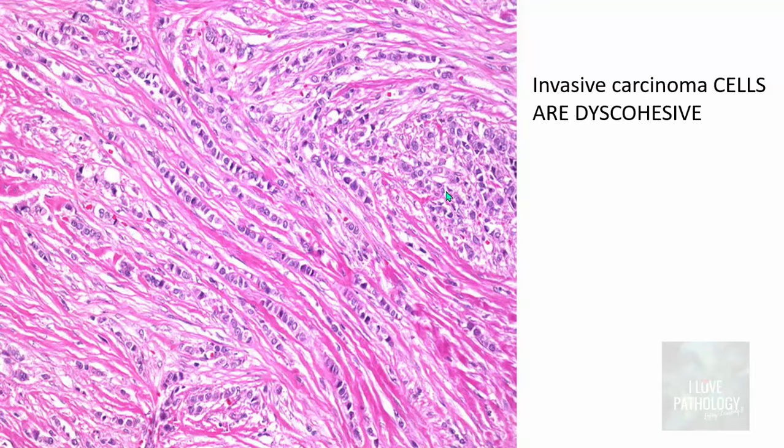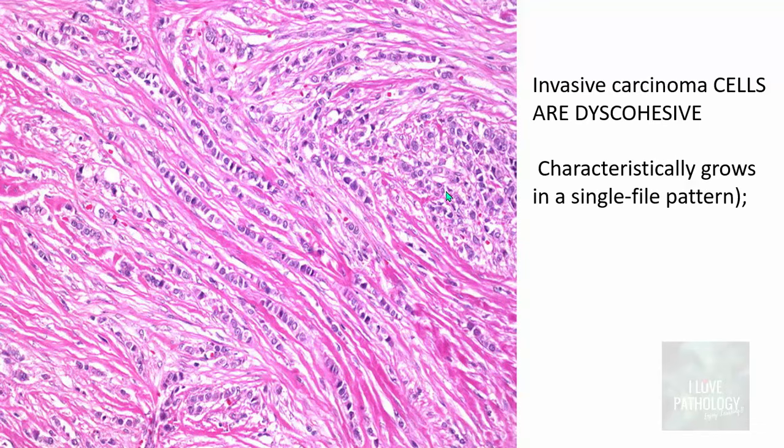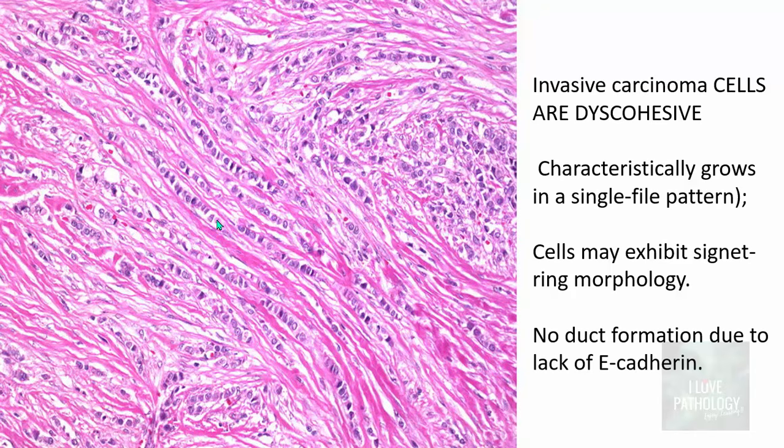Histologically, these tumor cells, just like LCIS, are also discohesive but invasive. They characteristically grow in a single file pattern. Look at this, one cell behind the other. So this is a characteristic feature of a lobular carcinoma, and some cells may exhibit signet ring like morphology, with no duct formation whatsoever, because we know that there is lack of E-cadherin. Because of lack of E-cadherin, the cells cannot attach to one another, and that's the reason why there is no possibility of duct formation.